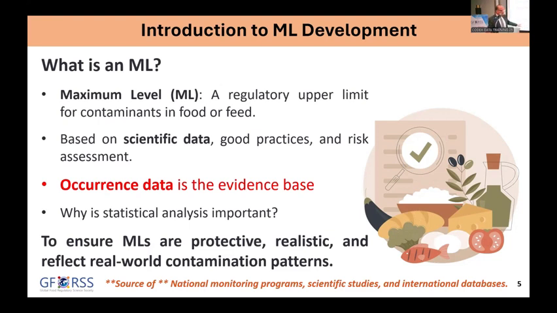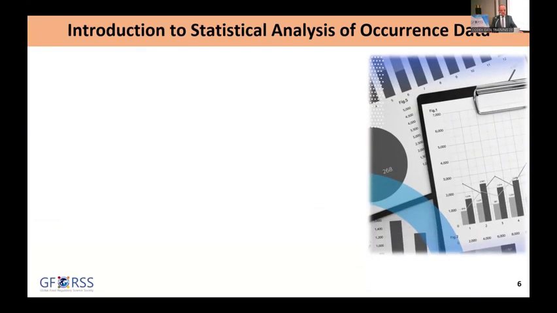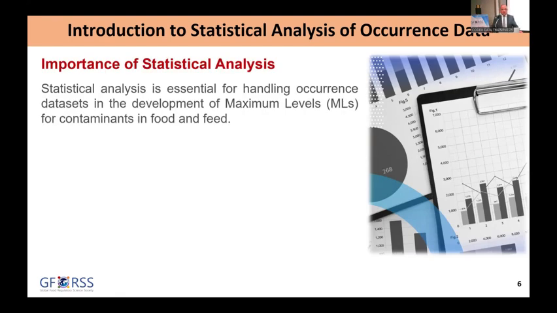Obviously, there are a lot of sources that can generate data that we can use in ML. I will not go through this again because we have already talked about it before. So if we want to introduce the statistical analysis of occurrence data, we can say that statistical analysis is essential for handling occurrence data sets in the development of the maximum levels for contaminants in food and feed.